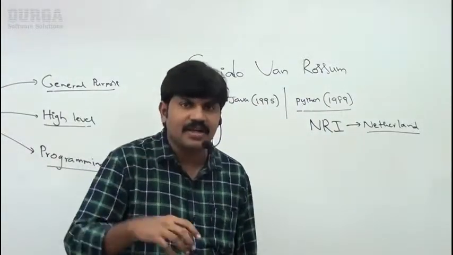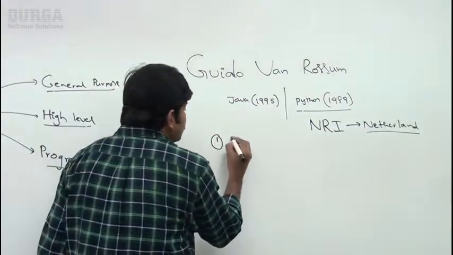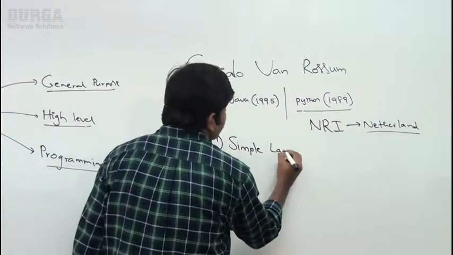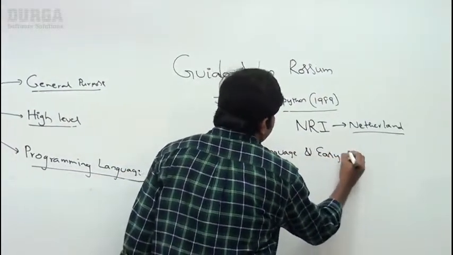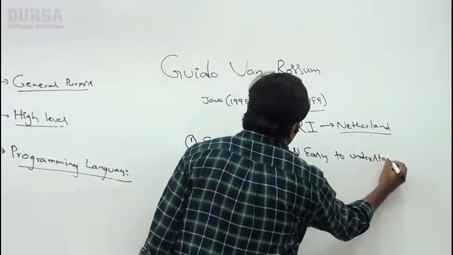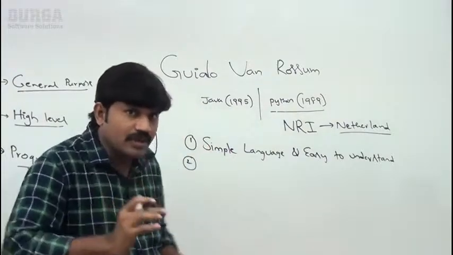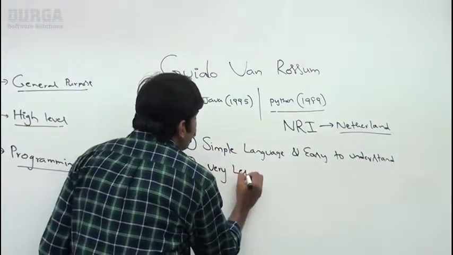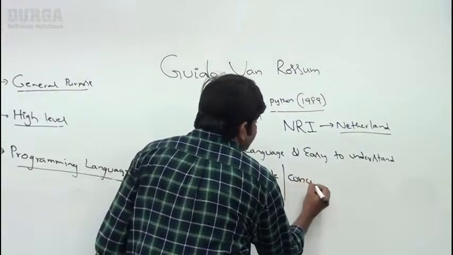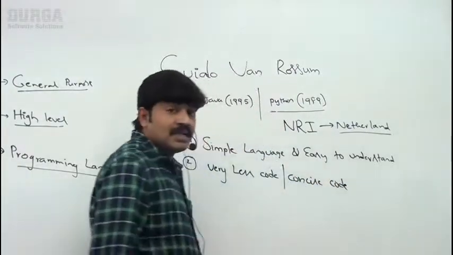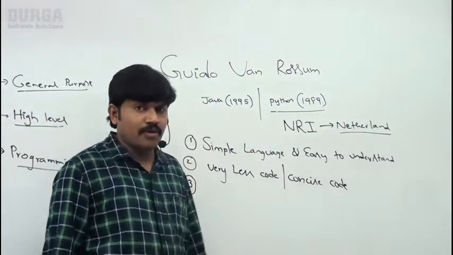Now, the current market situation is that everyone talks about a simple language, easy to understand, sir. I want a simple language which is easy to understand. Next, the second one: I have to write very less code to fulfill my requirement. This very less code is also known as concise code. I want concise code. Next, the third one, sir. Very important.